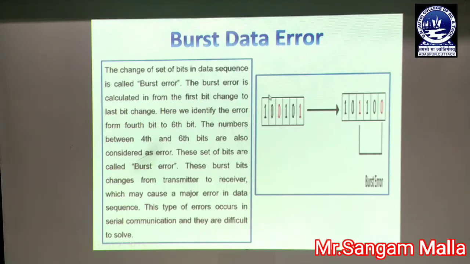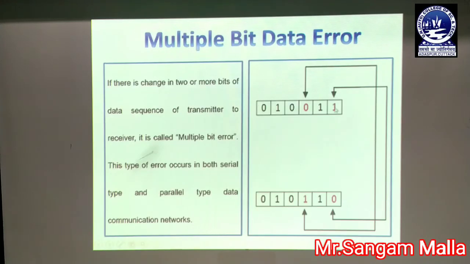So in case of multiple bit data error, which we have discussed earlier, we consider only the bits that are being changed from 0 to 1 or from 1 to 0. But in case of burst data error, here you can see we have inputted 6 bits and we have received also 6 bits. The difference between multiple bit data error and burst error is that in multiple bit data error, only the bits that are being changed are considered as error.